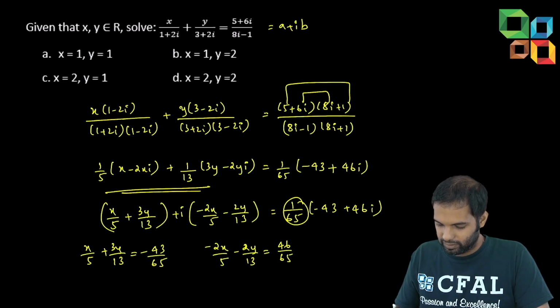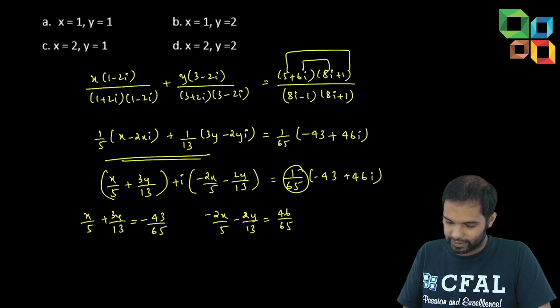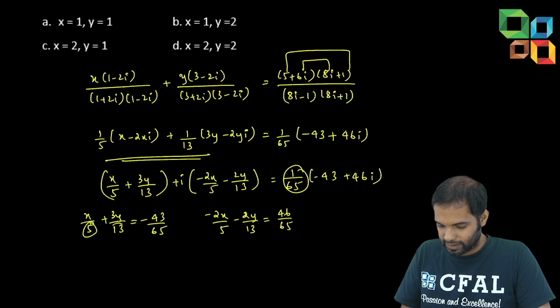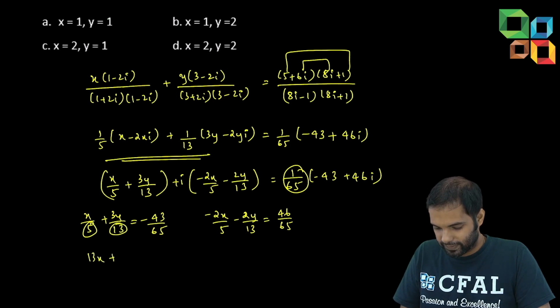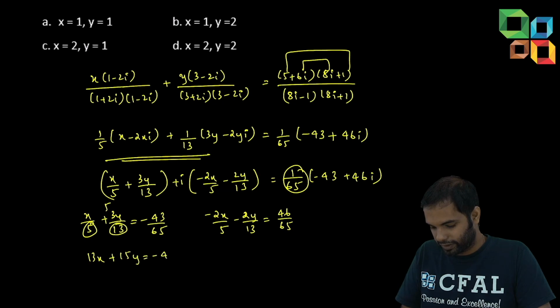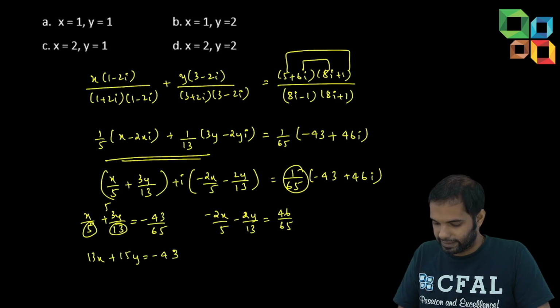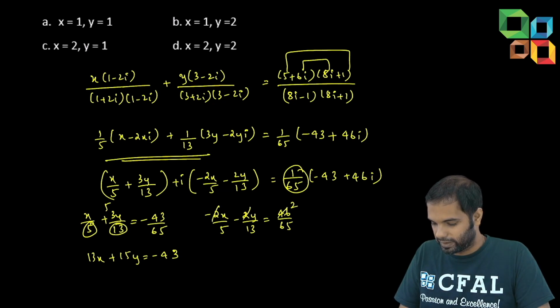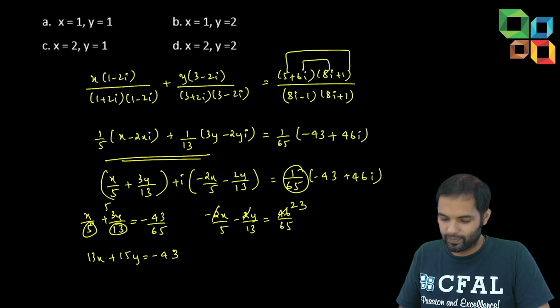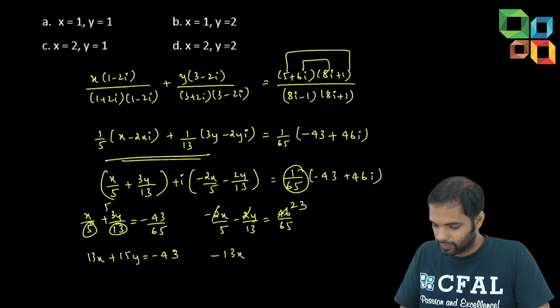Now multiply both the equations by 65 just to make it simpler. So you're going to get, say, LCM is 65. So this into 13, so 13x plus 5 into 3 is 15y is equal to minus 43. Okay. Second equation would be, you can divide by 2 first if you want. So this will be 23. Easier to do that. So this is minus 13x minus 5y is equal to 20.